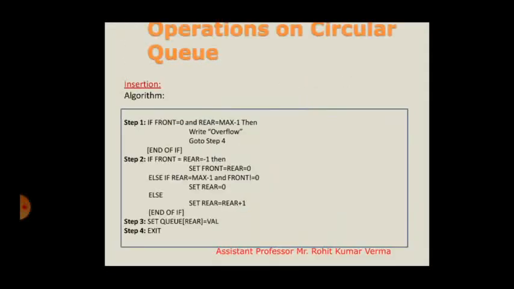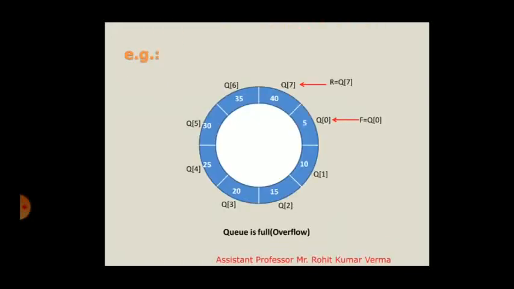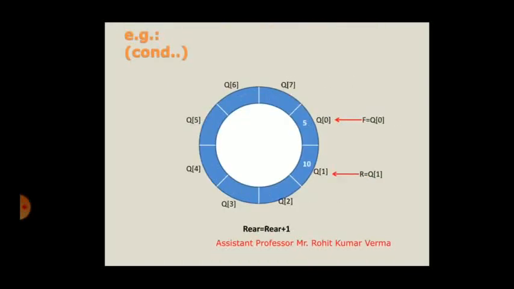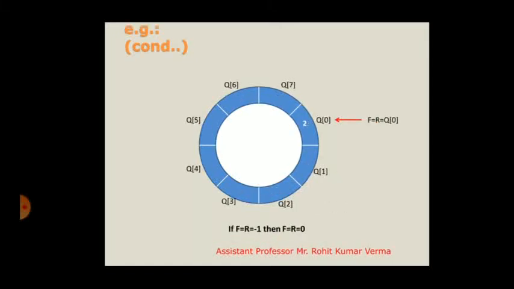Next thing, dear students, there is another condition which is set rear is equal to rear plus 1. Okay, so in this image you can learn this concept. Again, why rear is equal to rear plus 1? Suppose this is our circular queue and initially our front and rear end is at 0th location. Here you can see initially our front and rear end is at 0th location.